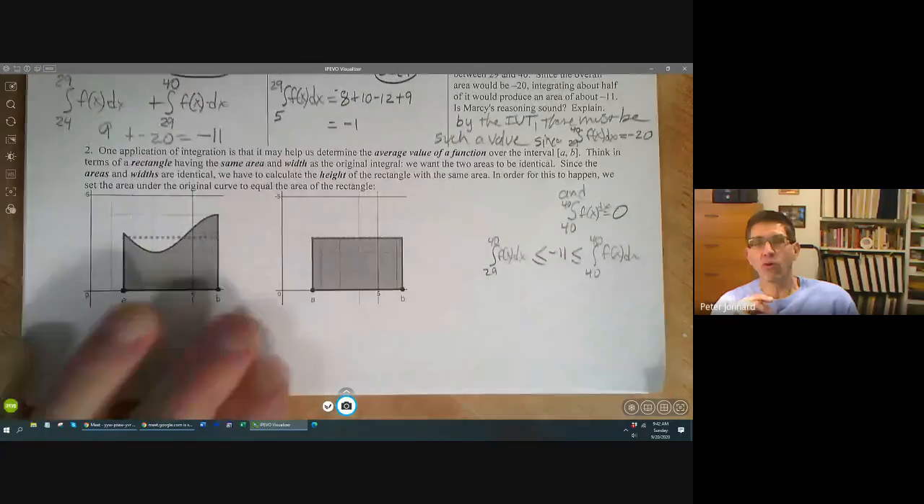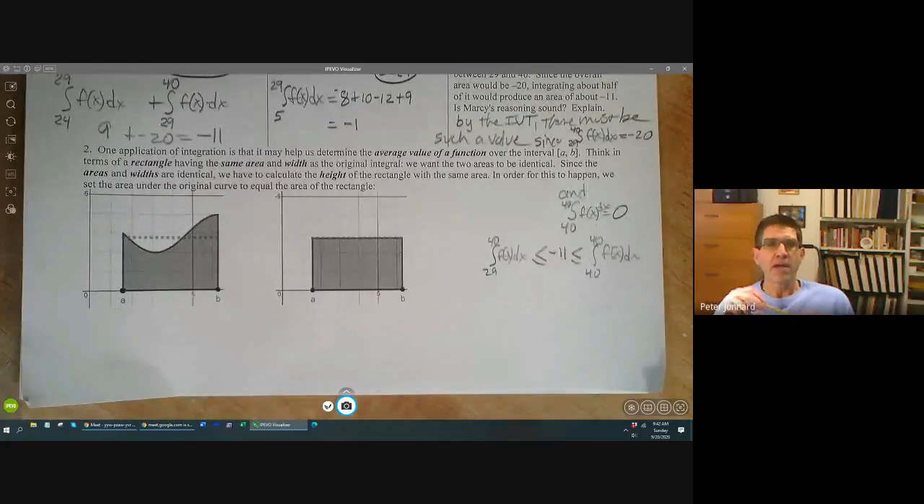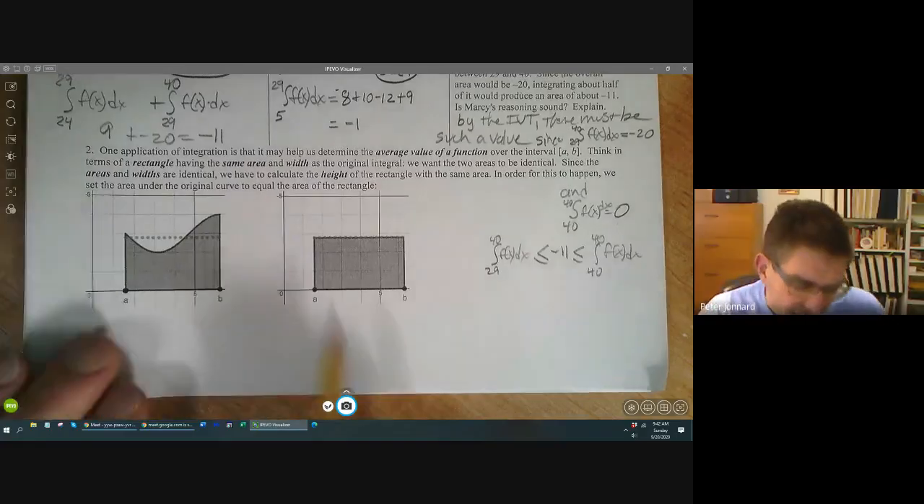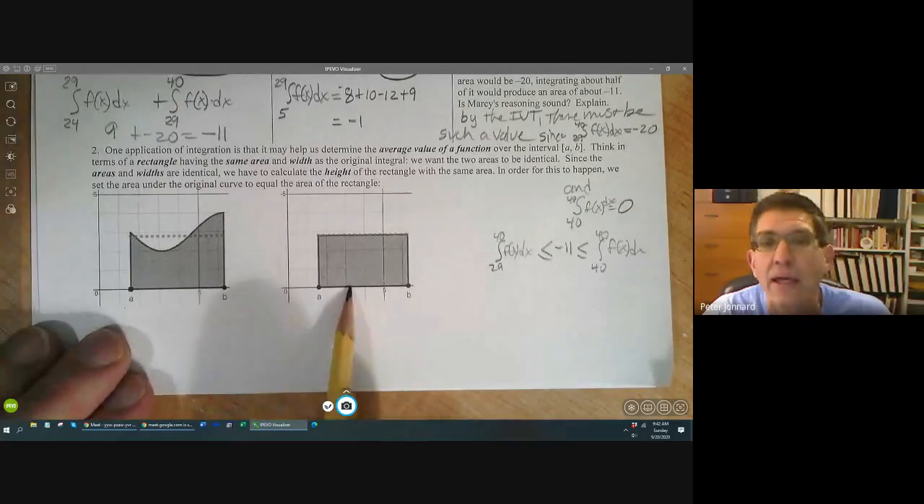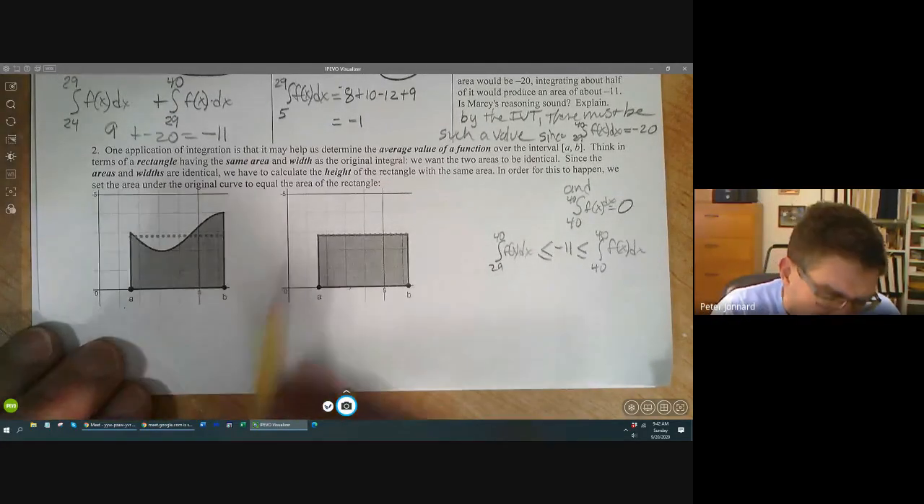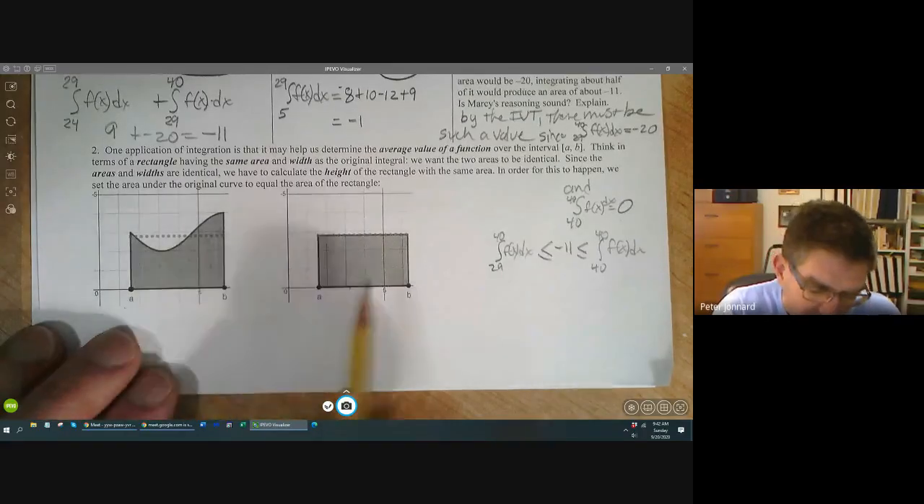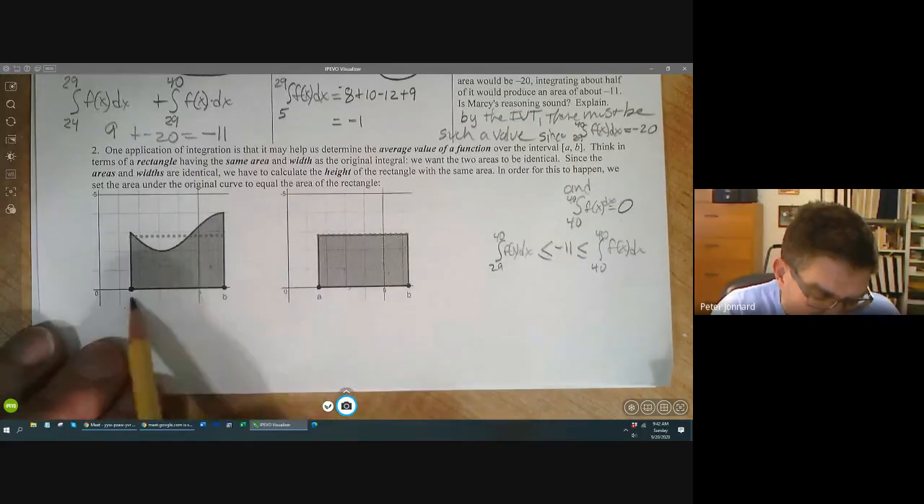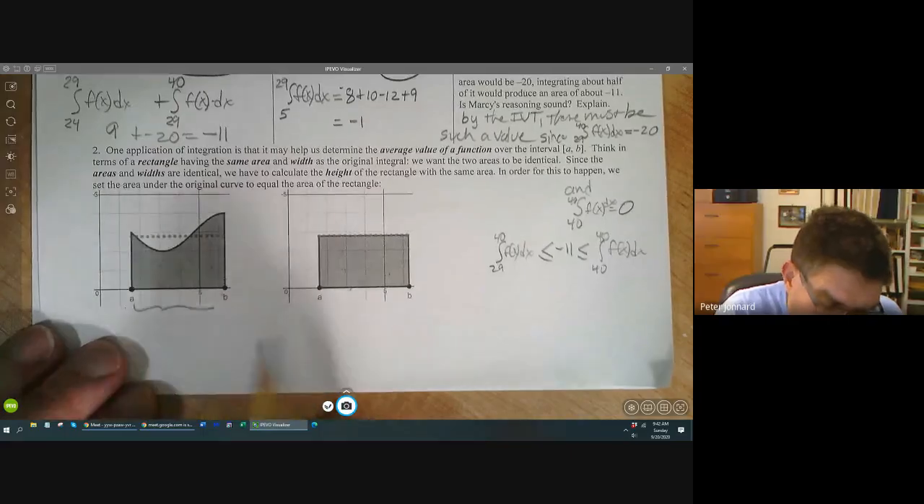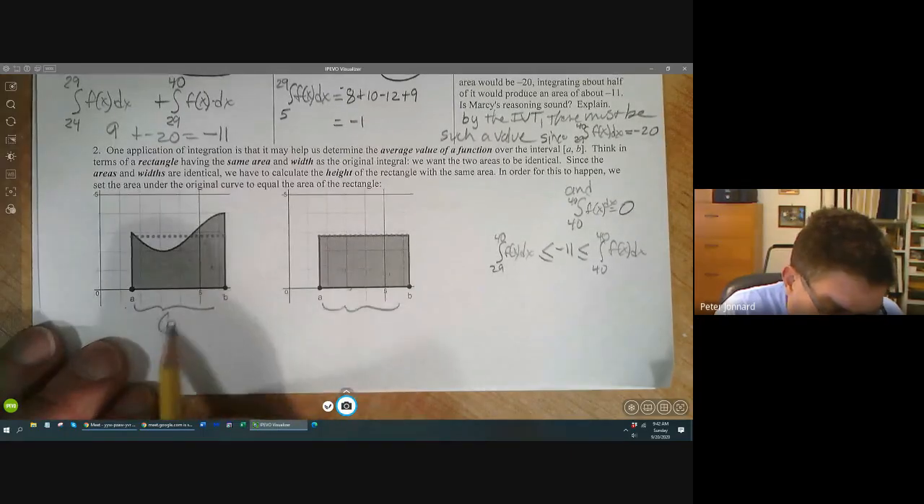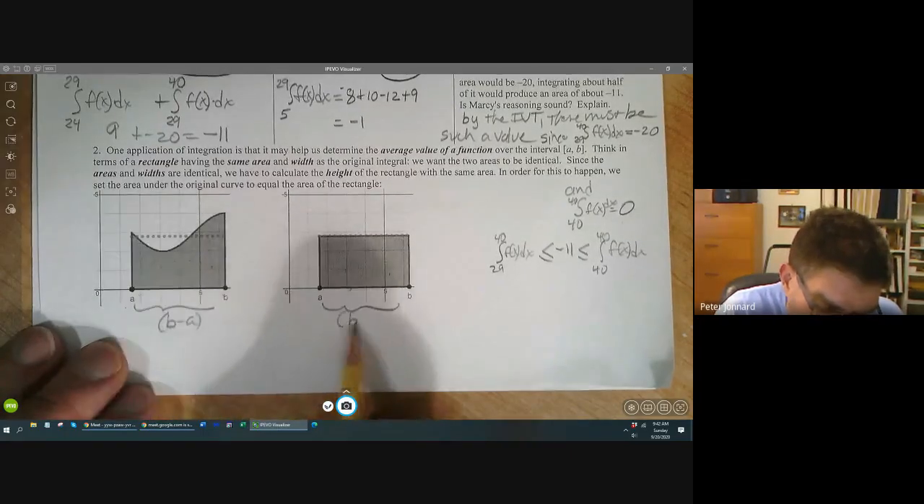In any case, one application of integration is that it may help us to determine the average value of a function over a closed interval from a to b. To be honest, it could be an open interval from a to b, as long as you don't have crazy things going on at the endpoints. Think in terms of a rectangle having the same area and width as the original integral. We're trying to make this shaded area equal that area, and we want this width to be the same. That's always going to be b minus a in both cases.